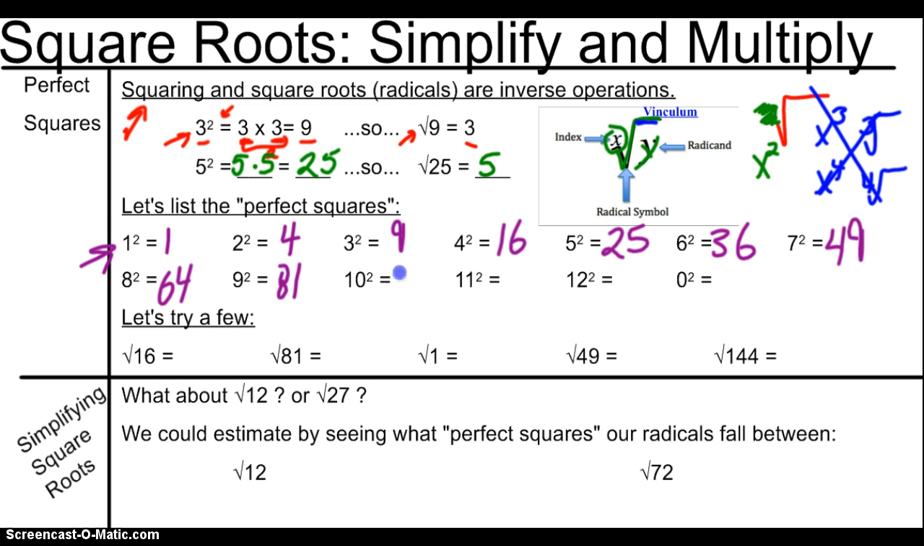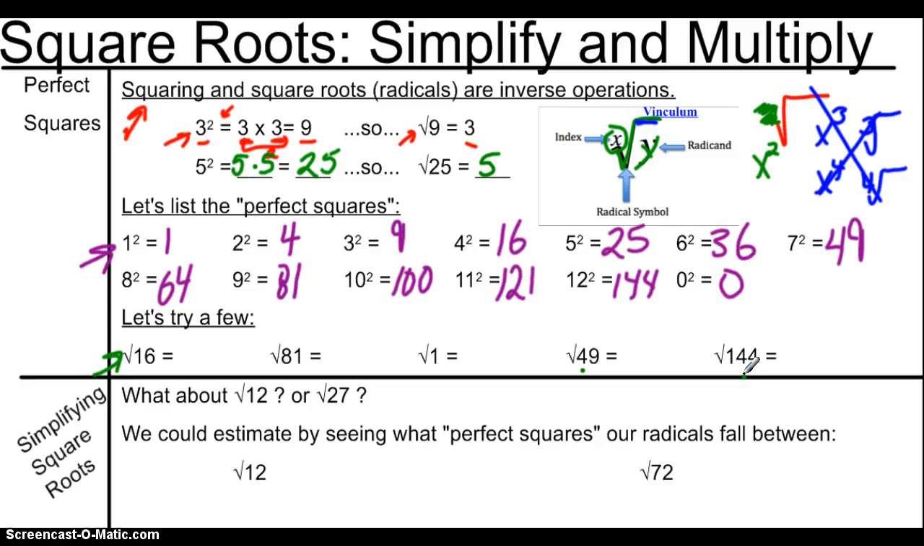10 squared, or 10 times 10, is 100. 11 squared, or 11 times 11, would be 121. 12 squared, or 12 times 12, is 144. And 0 squared, well, 0 times 0 is just 0. So again, pause the video here and try to figure out these next 1, 2, 3, 4, 5 square roots. Pause the video now.